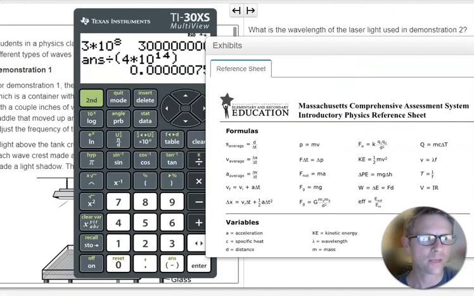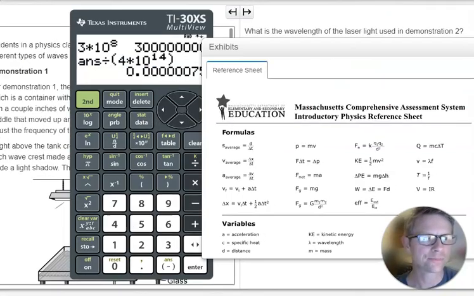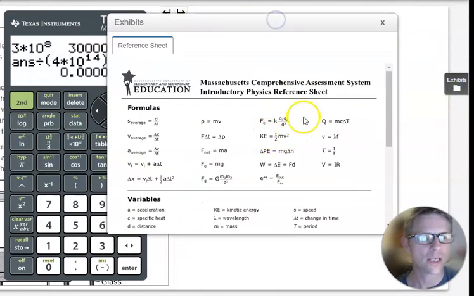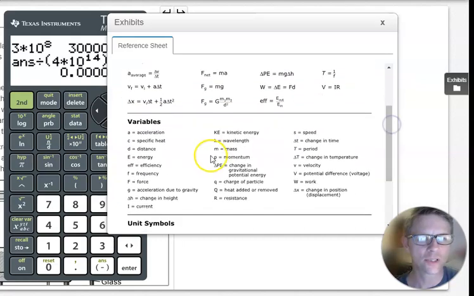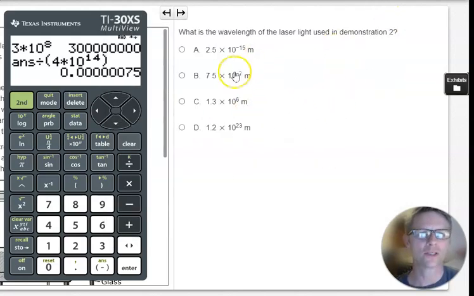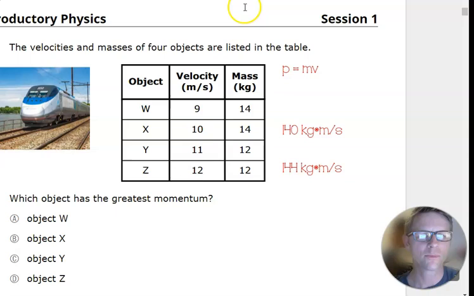And remember, if you click on exhibits, you can see all these MCAS equation sheets. You can see P equals momentum right here. You can see that P equals mv right here on the equation sheet. We'll get to the calculator later.